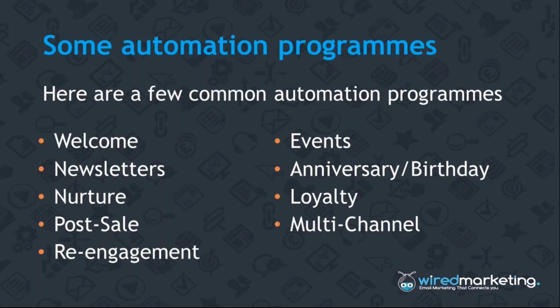We can look at loyalty campaigns as well, and also multi-channel, so using the data that we're integrating hopefully with our CRM and the Wired Marketing platform, we can say, for argument's sake, if somebody's a user on Facebook, we'll send them such and such a campaign. If they're on Twitter, we'll send them a different campaign, and use the logic that way as well.